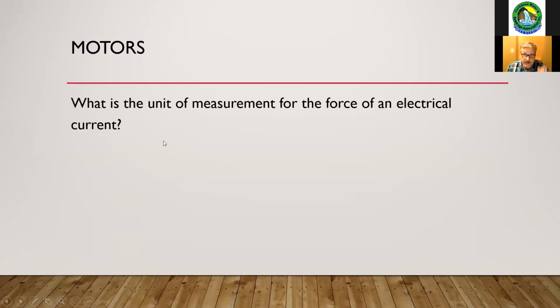What is a unit of measurement for the force of an electrical current? And again, I don't expect everybody to answer, but we're going to pause until we get a couple people typing in an answer on their keyboards. We'll try and make it as interactive as possible. A couple answers of amps. Actually, if you take a unit of force of an electrical current, it would be volts.